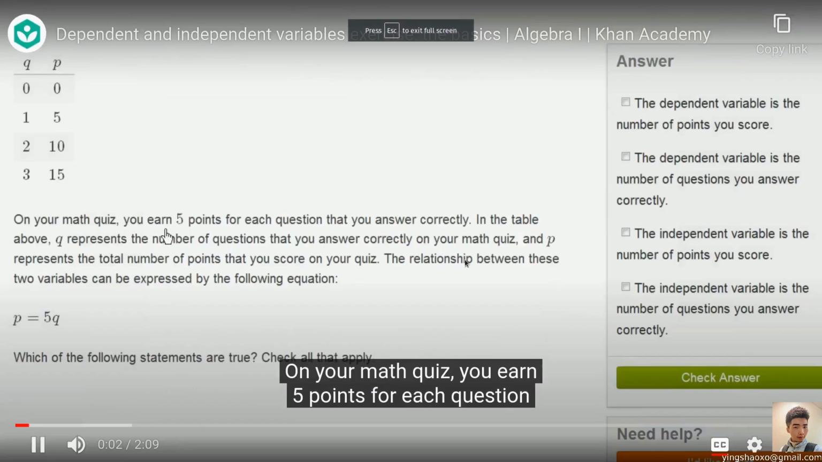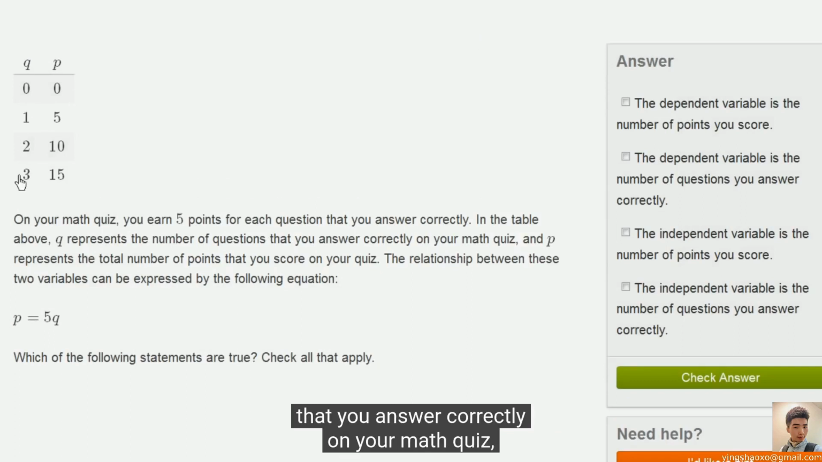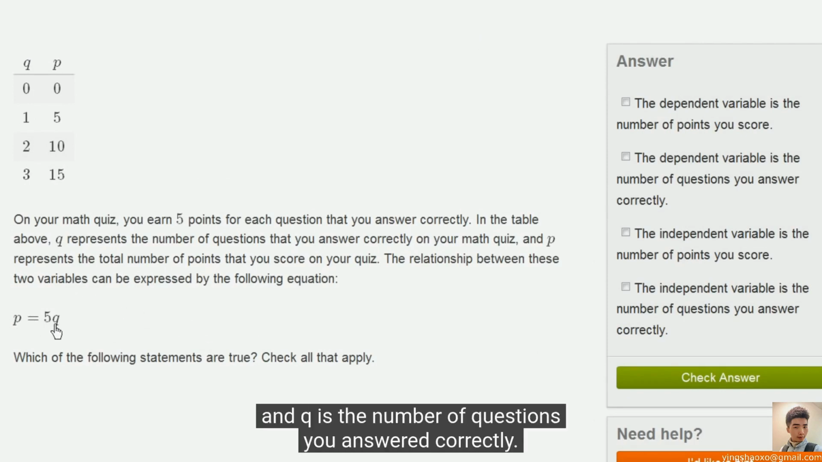On your math quiz, you earn 5 points for each question you answer correctly. In the table above, Q represents the number of questions you answer correctly on your math quiz, and P represents the total number of points you score on your quiz. The relationship between these two variables can be expressed by the following equation: P is equal to 5Q, where P is the points you get and Q is the number of questions correct. And you can see that in the table.